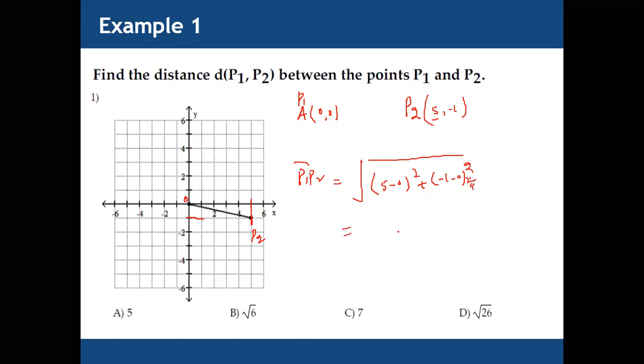So equal to what? 5 square plus 1 square. 5 square is 25, plus 1 is 26. So 26 under the root.